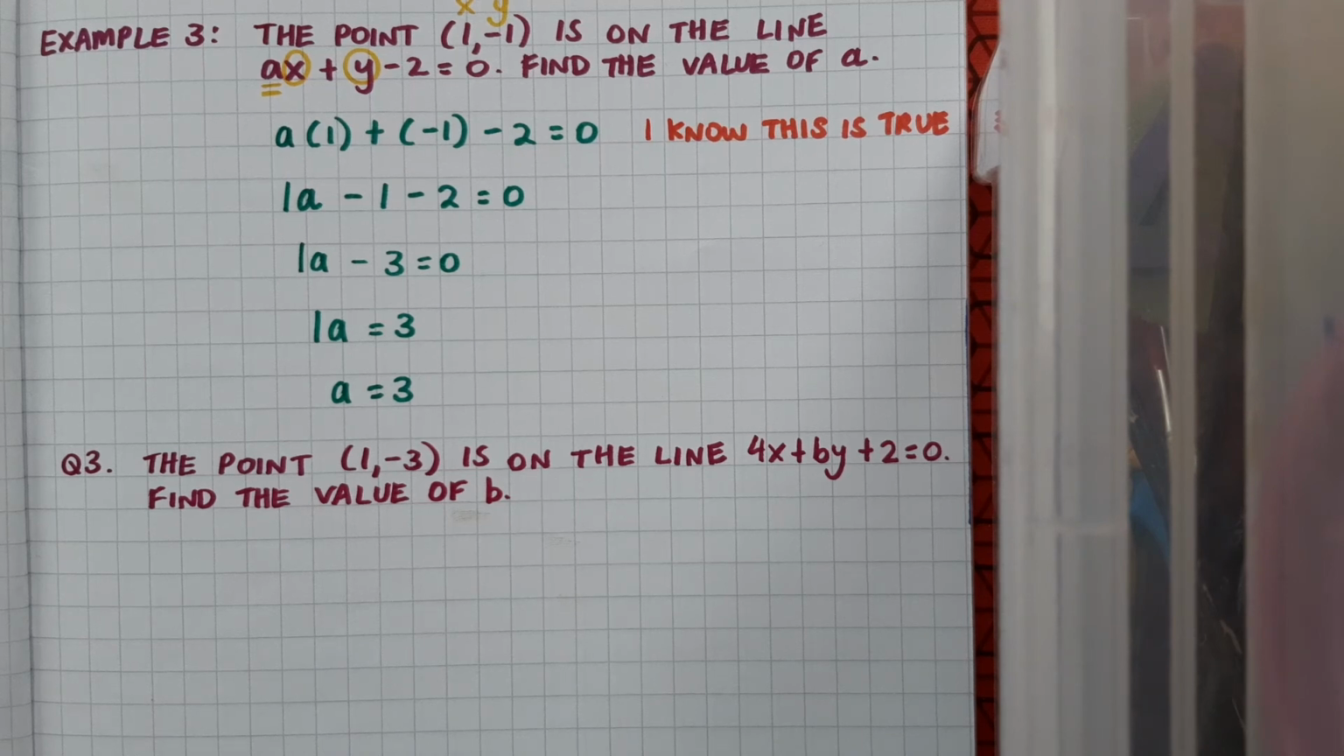So here's your question. The point 1, minus 3 is on the line 4x plus by plus 2 equals 0. Find the value of b. Pause the video while you do that, and then play to see if you're correct.